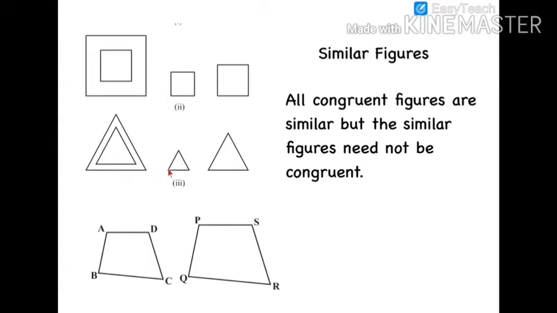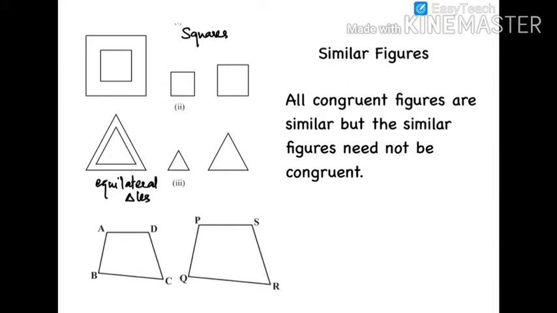In the third figure, we have triangles of different sizes. All these triangles are equilateral triangles. So they will have same shape and hence they are similar. So we can conclude that all congruent figures are similar. But the similar figures need not be congruent.